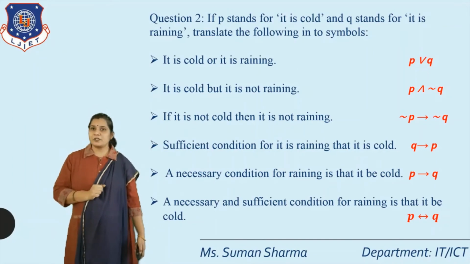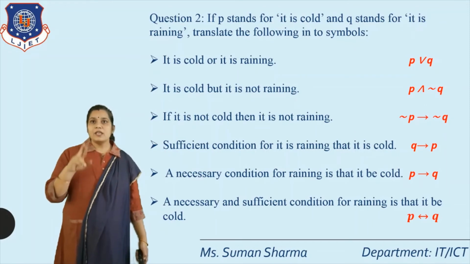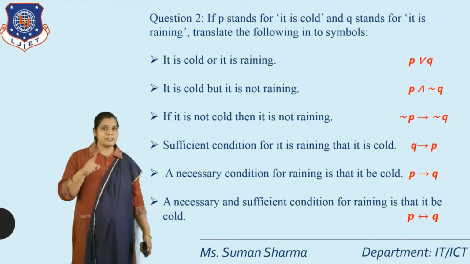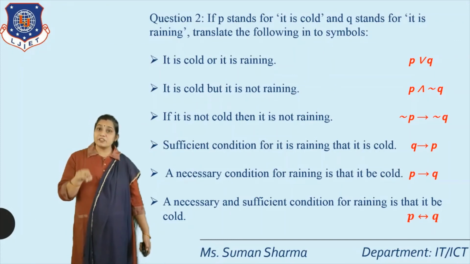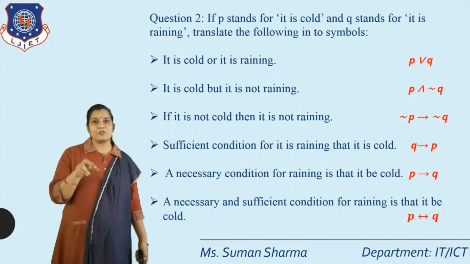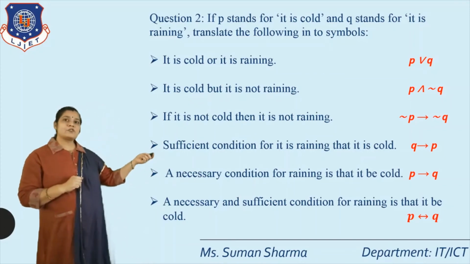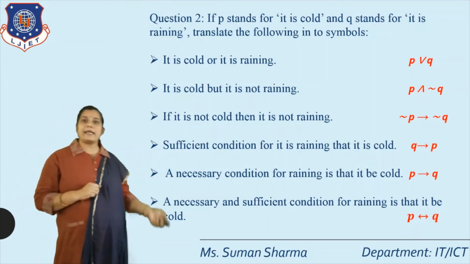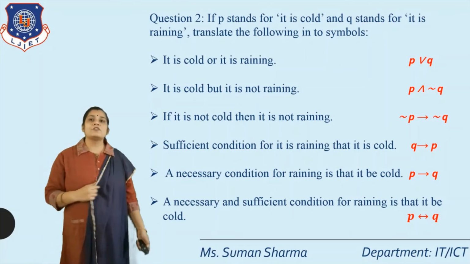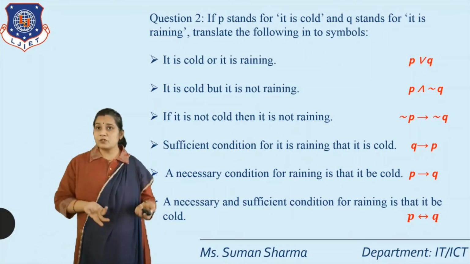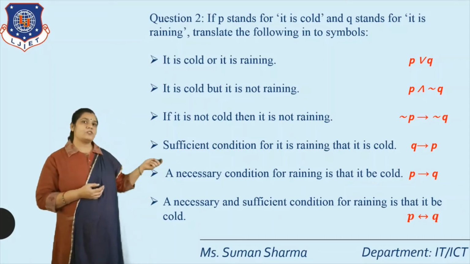So P disjunction Q. Next one is "it is cold but it is not raining". Here we use the word "but", which means you use the conjunction sign. So P is "it is cold", P conjunction, and "it is not raining" we write as negation Q. Next one is "if it is not cold, then it is not raining". So "if" and "then" means we use the implies sign: negation P implies negation Q.